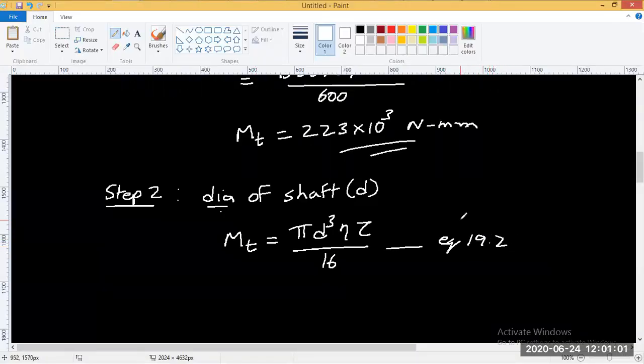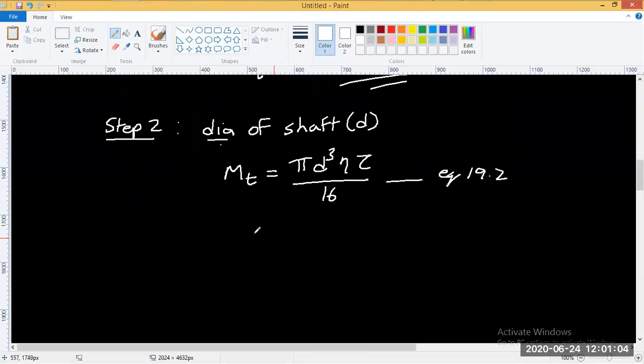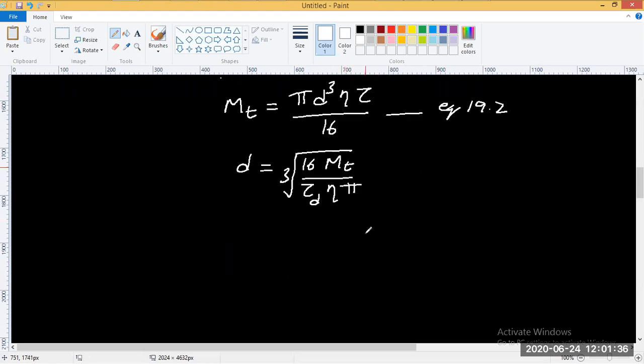Okay, there's some shuffling you have to do. If we shuffle this, let's see what we get. We need D, that is the diameter. So it will be the cube root of 16 MT divided by tau. Tau I'll subscript as D here, because that is with respect to the diameter, into the efficiency or quality factor into that pi value. Right. So now we have everything, but we don't have tau D yet.